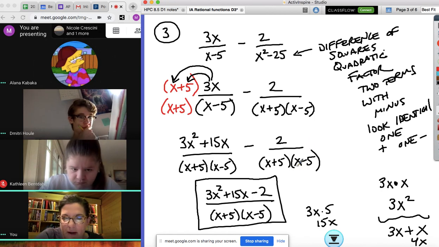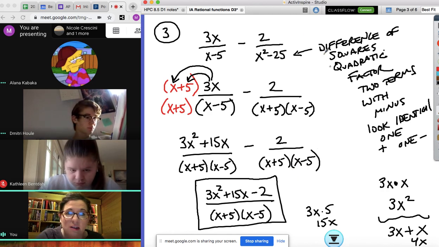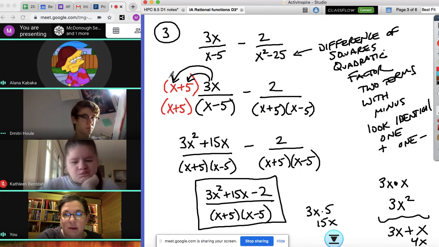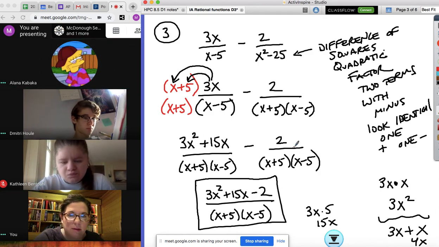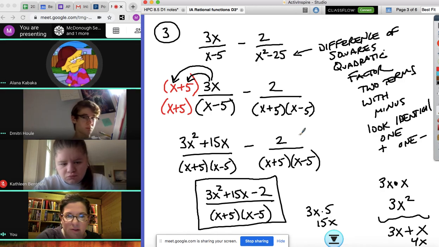Eventually, we will do problems where things will cancel. That one was a trickier one because we had the difference of squares. You got to get that factored. Then when we get our common denominator here, we had to distribute the 3x. That's tricky. And then combine once you have your common denominators.